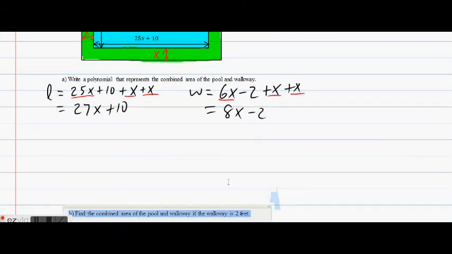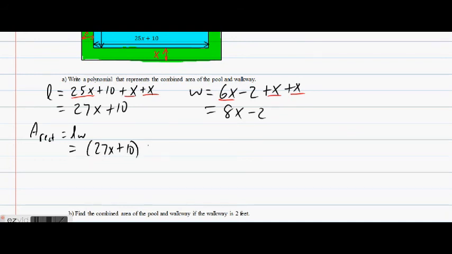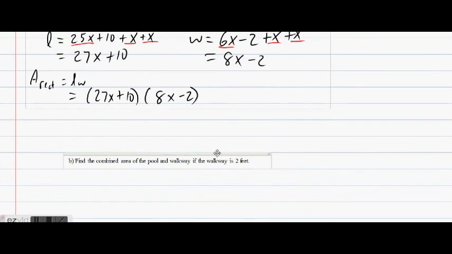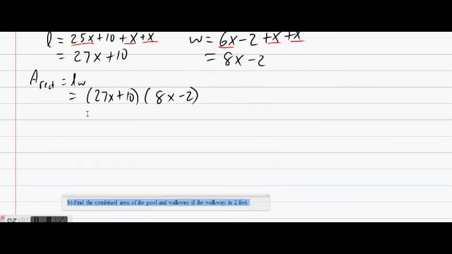All right. Now they want us to write a polynomial that represents the combined area. Well, we already talked about area of a rectangle, and it's just length times width. So I have 27x plus 10 times 8x minus 2. Hit pause. You guys try this.